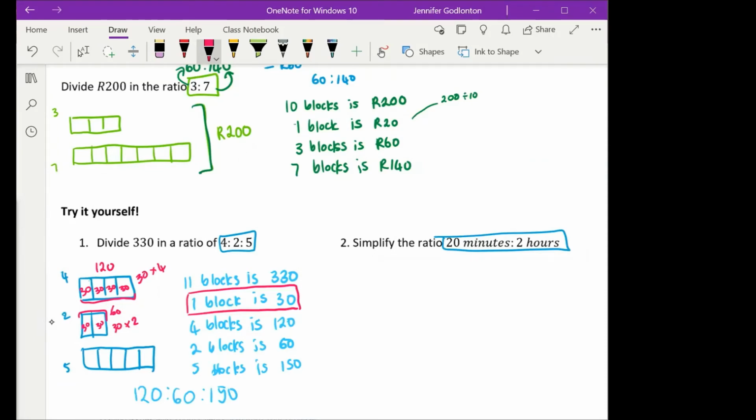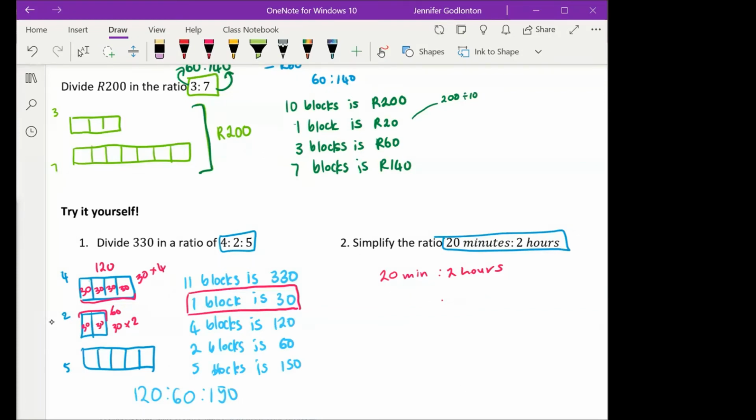Okay, good, I'm glad. And we've got some answers coming in here for question 2. Let's have a look. So question 2, we've got 20 minutes to 2 hours. Okay, and we need to make those both minutes. So we've got 20 minutes to 120 minutes. So now they're both minutes.